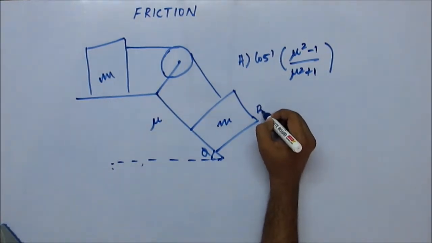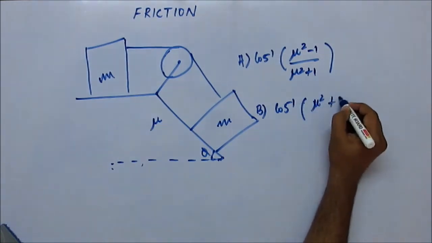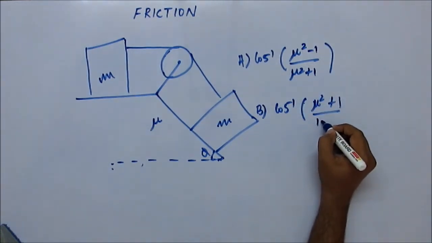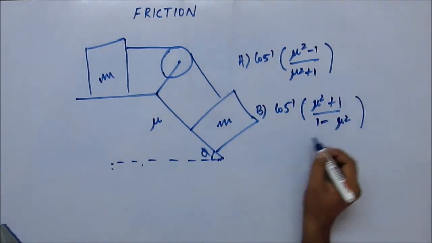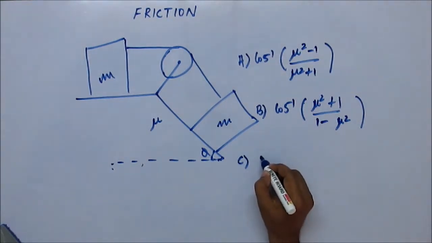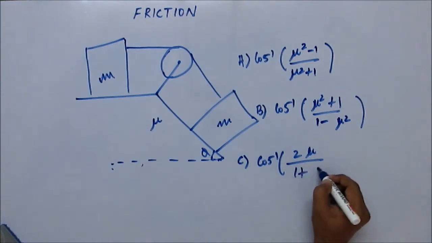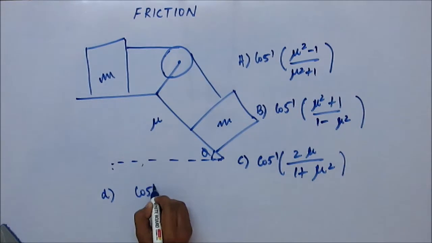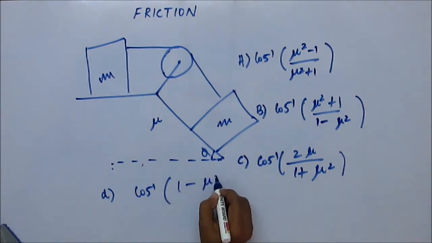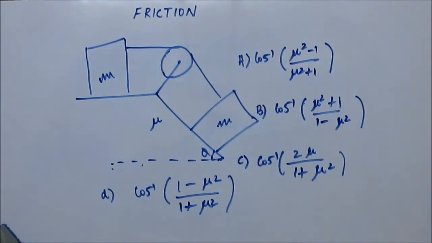Option A, I have given you. Option B, cos inverse mu square plus 1 upon 1 minus mu square. Option C, cos inverse 2 mu upon 1 plus mu square. And option D, cos inverse 1 minus mu square upon 1 plus mu square. Okay, so please work this one out.